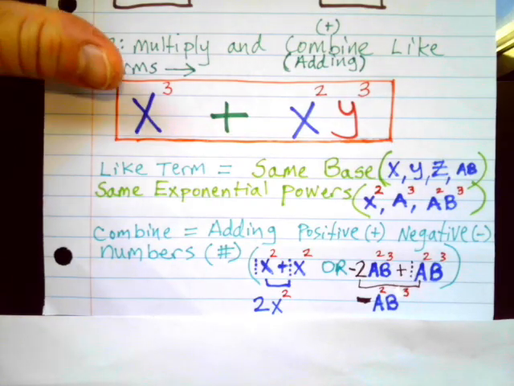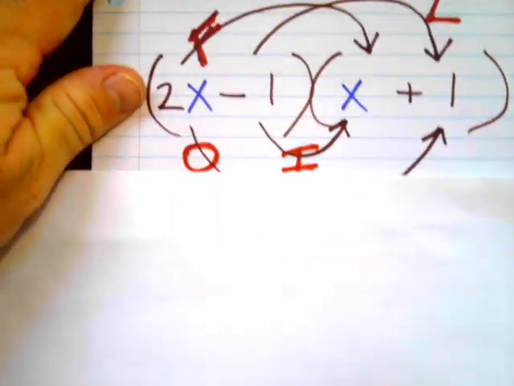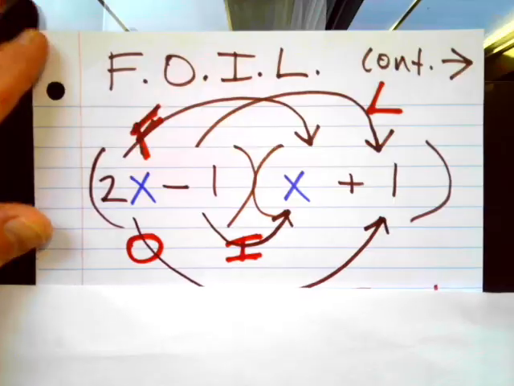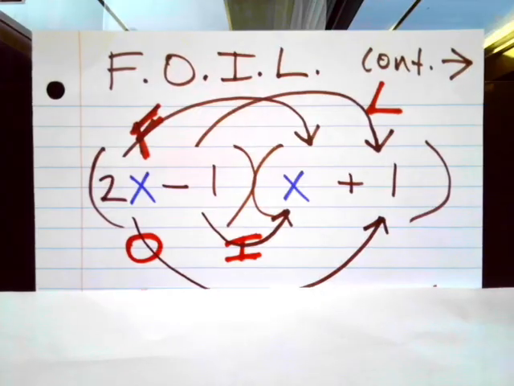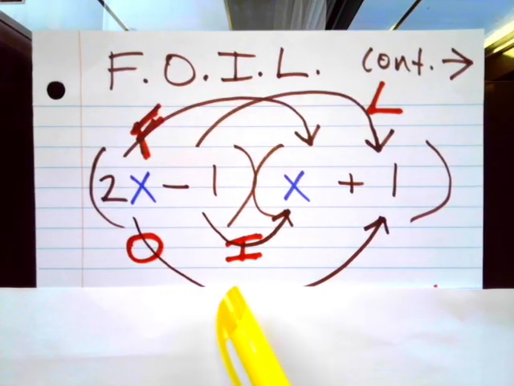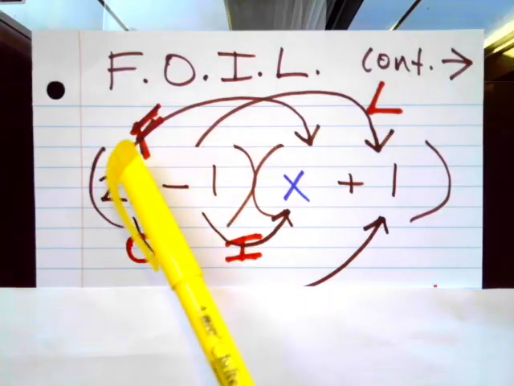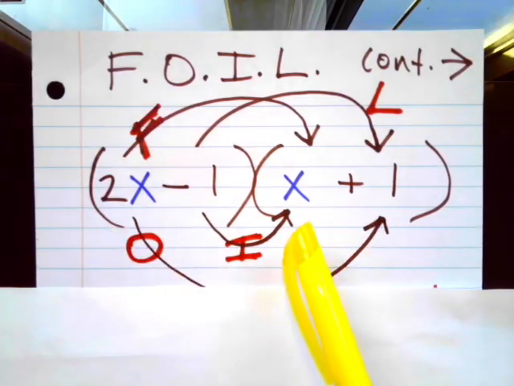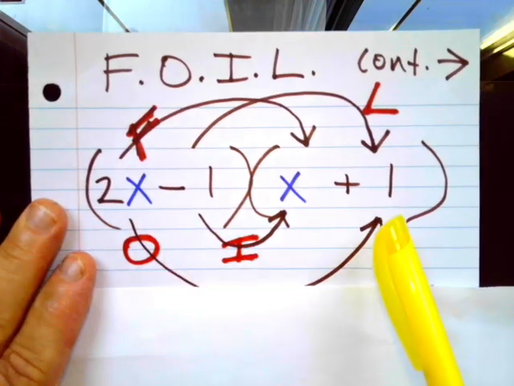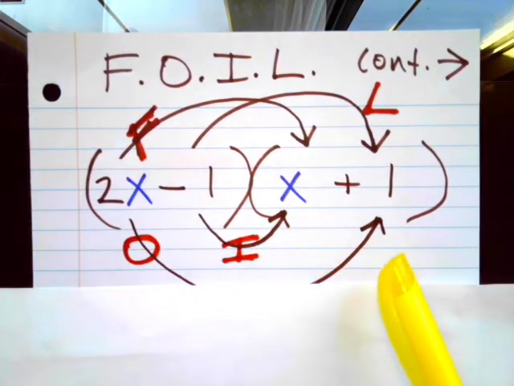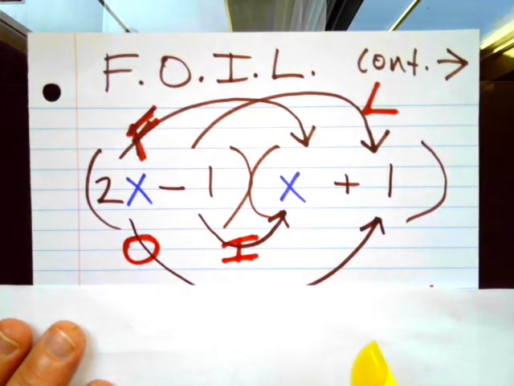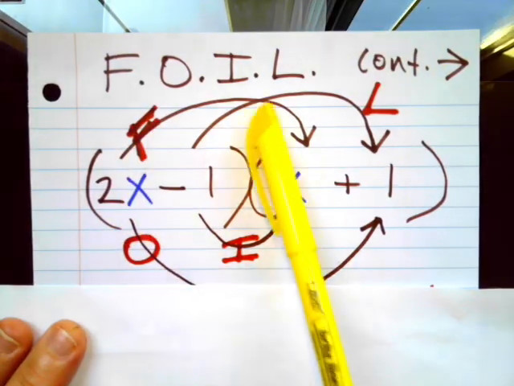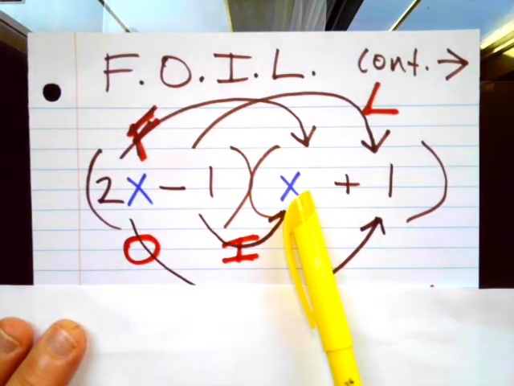All right, so that's a quick review of like terms. I'd like to get into another example of FOIL. And this will be the last example of FOIL, and then I'll be getting into different types of factoring in the coming videos. So here we have 2x minus 1 times a quantity of x plus 1. Remember FOIL, right? We're going to check and make sure the terms that I factored here, 2x minus 1 times x plus 1, give me the same expression I started with when I first started to factor. So first term times first term, 2x times x.